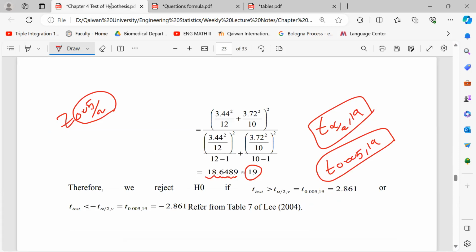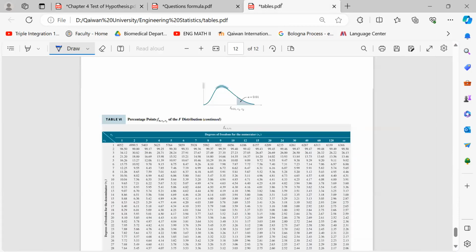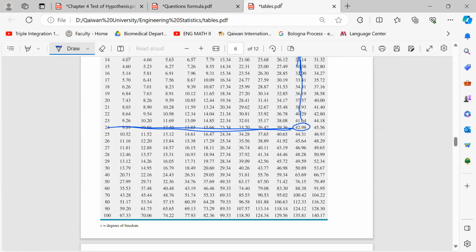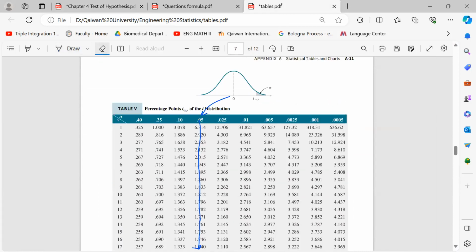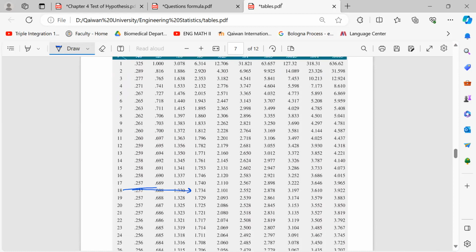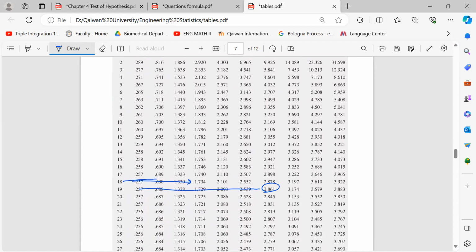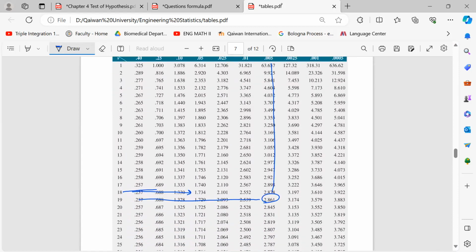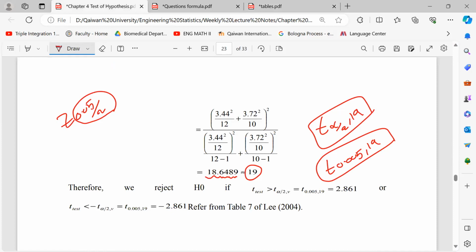Now we look for T of 0.005 and 19 in the T table. The T table is this one. 0.005 and 19. 0.005, this one. And 19, this one. So it's 2.861.